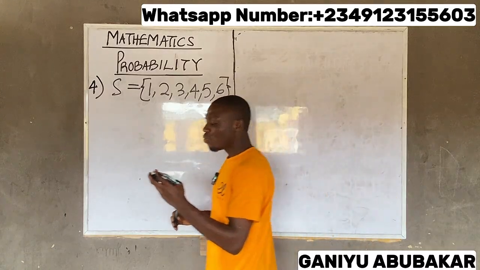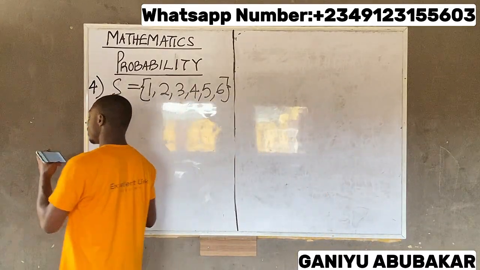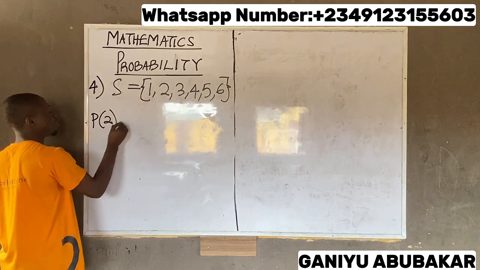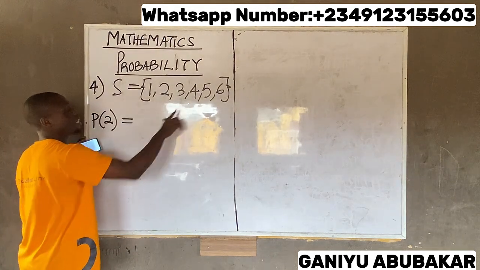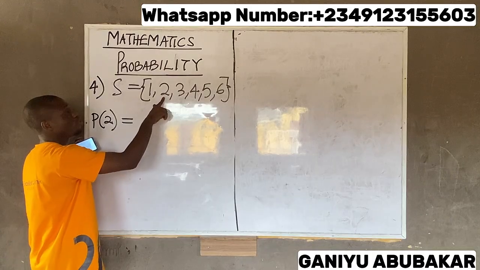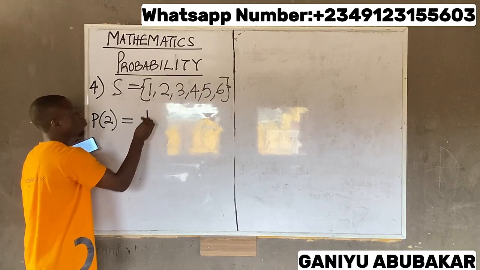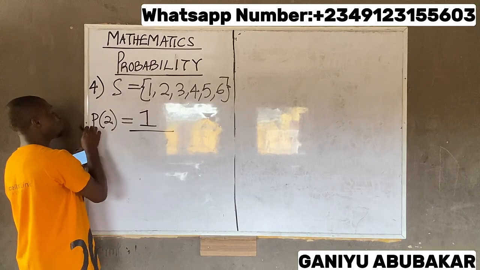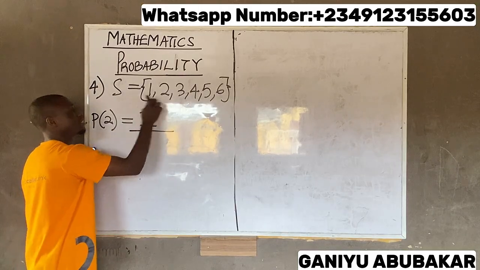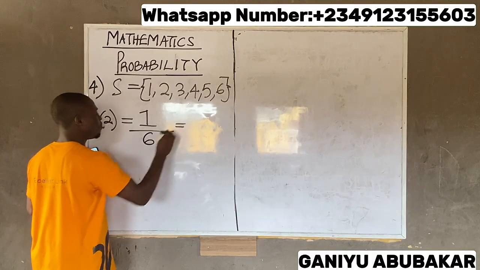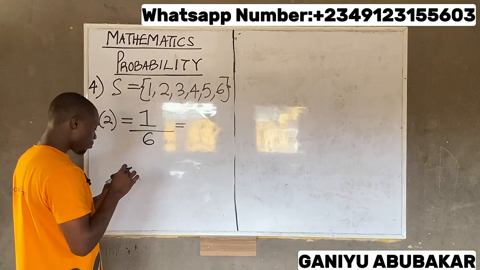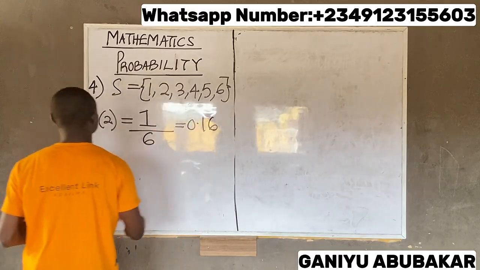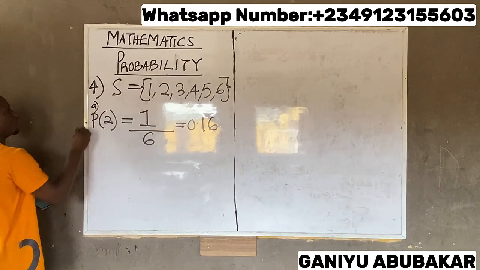Question A says, what is the probability of getting a 2? Check the sample space. How many 2s do we have here? We have just one 2. So the probability of getting 2 is 1 all over the total outcome, that's 6. Divide here, and this gives you about 0.16. That's question A. Done.